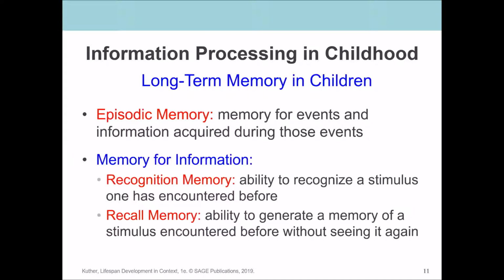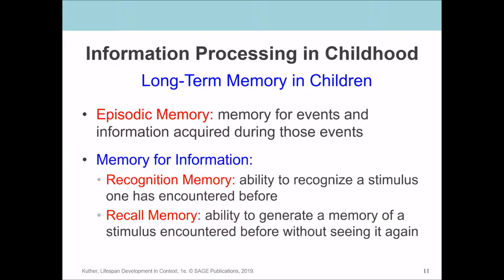Long-term memory in children. Well, let's make a distinction between some different types of memories. First, episodic memory. This is memory for our particular events and what you learned during those events. So, for example, if I ask you what you did last 4th of July or on your last birthday party, right? That would be an episode in your life, and you remember the details of, oh, I went to my grandma's house and then we barbecued and this and that. Right, so that's an episode of your life.